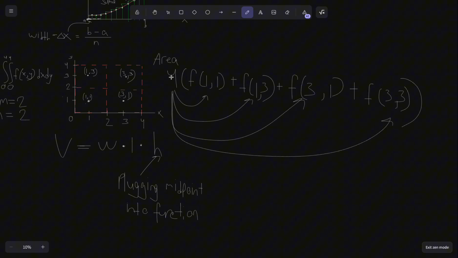Like 4 times f(1, 1). That's the volume for this first rectangular prism. Then 4 times f(1, 3). That's the volume for the second rectangular prism. And you just sum all these up, right? So I just factored out this area that they have in common.